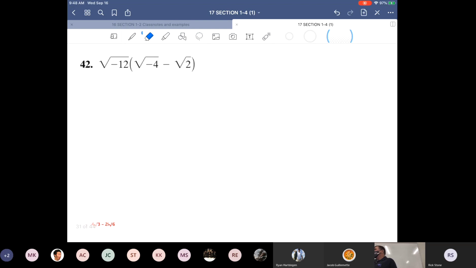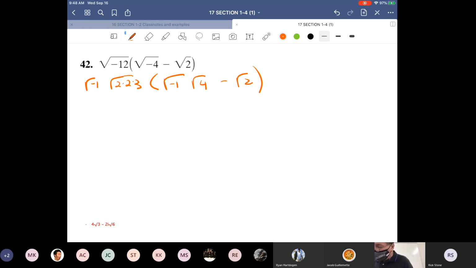What are we going to do here? Well, before we distribute, though, we want to simplify and then distribute, okay? And remember, in order to simplify this, we could make that the square root of -1 times the square root of 2 times 2 times 3. And here that would be the square root of -1 times the square root of 4 minus the square root of 2. You with me? But here I can bring out an i and a 2. Gosh, I did that wrong.